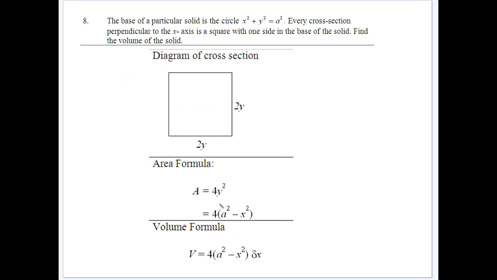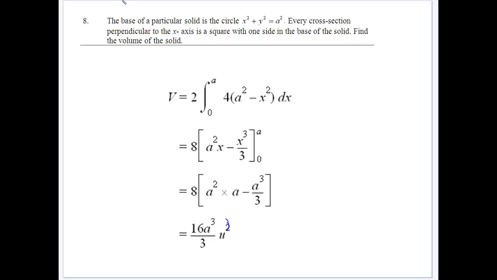So we get 4y squared, and y squared is a squared minus x squared from our function here. And so we put it in terms of x because it's delta x, and then we're integrating from minus a to a, which becomes 2 lots of 0 to a. And the 4 there, we can bring 4 out the front and multiply to give us 8. And then integrate with respect to x. We're not integrating with respect to a. A is a constant, x is the variable, so we integrate with respect to x. Between 0 and a, we sub it in, and we're going to get 16a cubed on 3 units cubed.